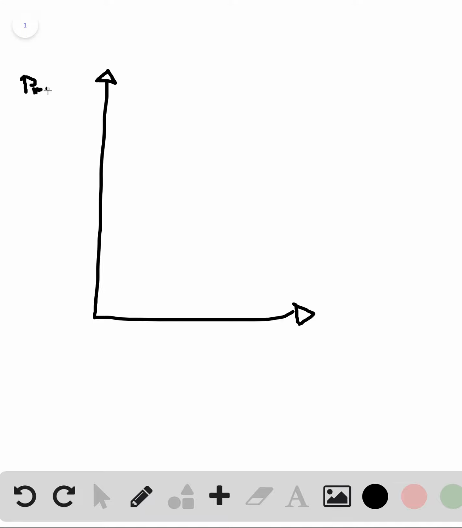And we are working with stagflation. To help us recall, let us draw out an aggregate supply and demand curve. So on our y-axis we have price level, and on our x-axis we have real GDP.